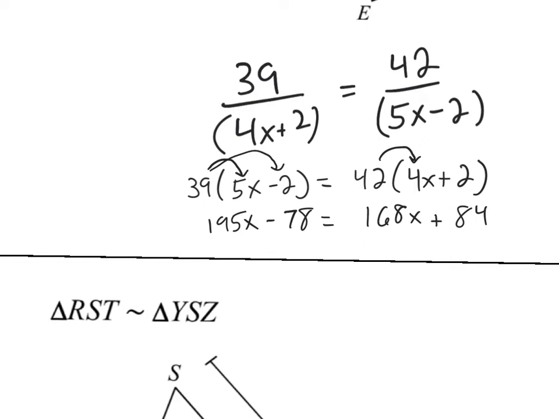Okay, let's collect like terms. So I'm going to move the 168 over to the other side and subtract it. That will keep my x coefficient positive, and 195x minus 168x is 27x. And then 84 plus 78 is 162, and that divided by 27 is 6.